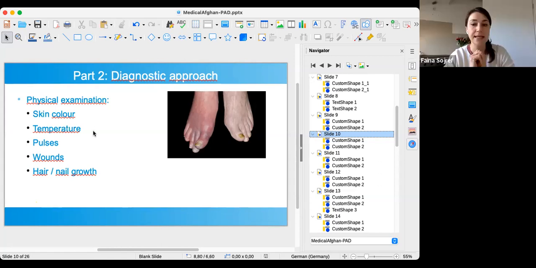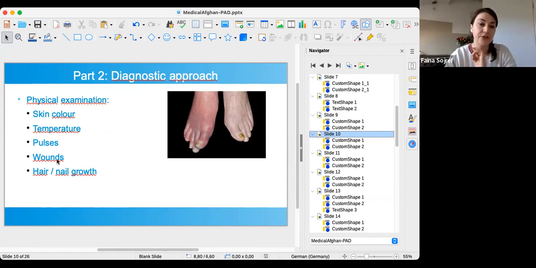Then you could check the pulses. I am going to show you how to find pulses on the leg in the next slide, because I believe hands and arms are very easy. You're going to learn that quickly. Hands and feet are a bit more tricky. I'll show you how in a minute.